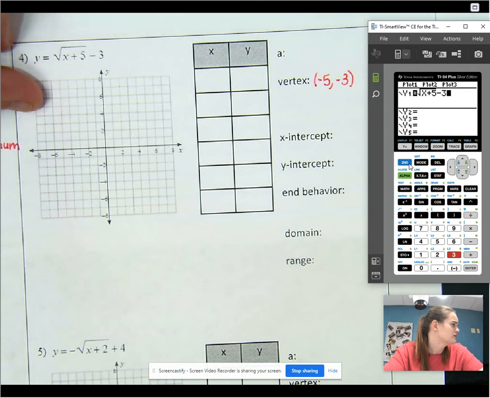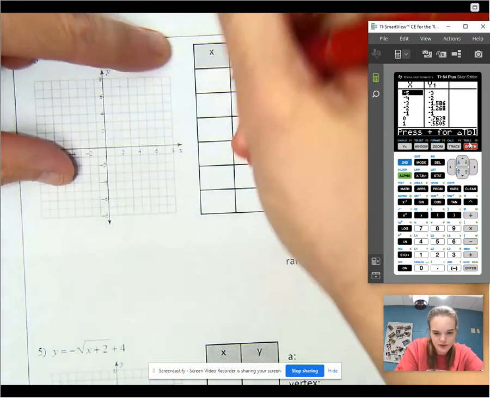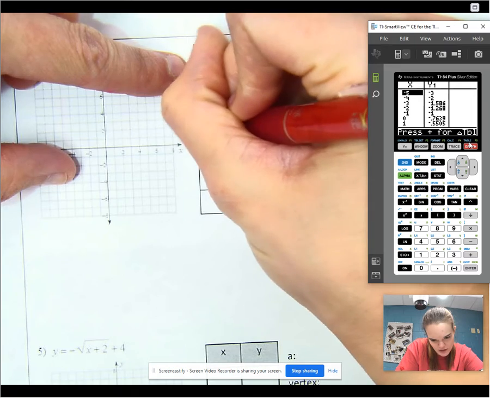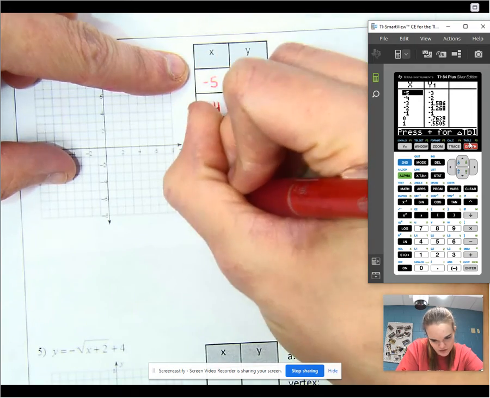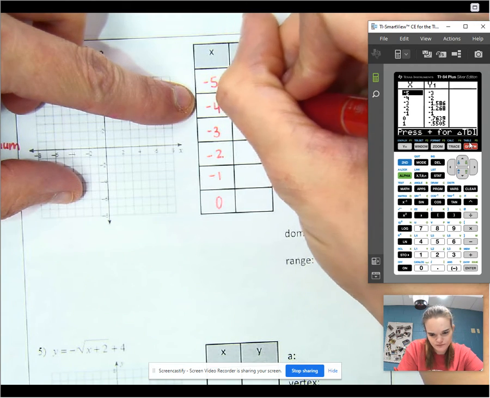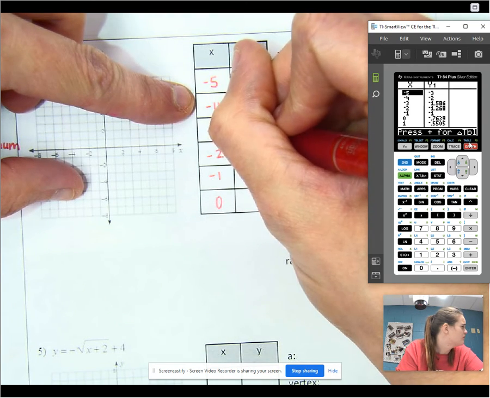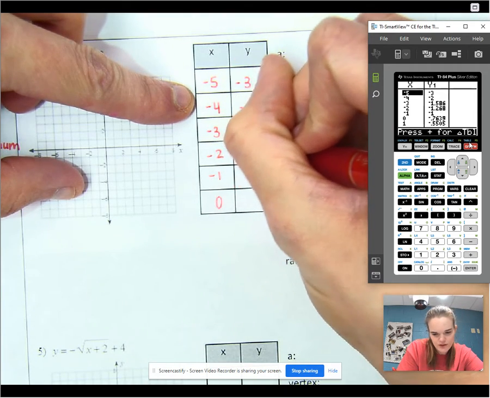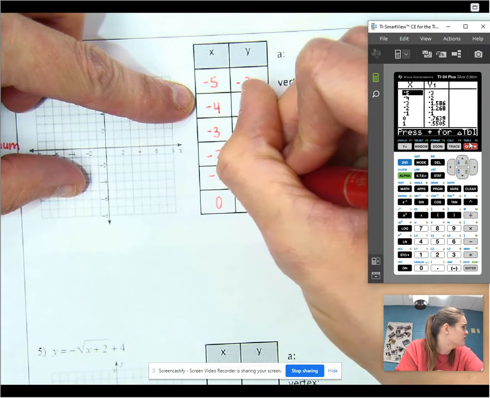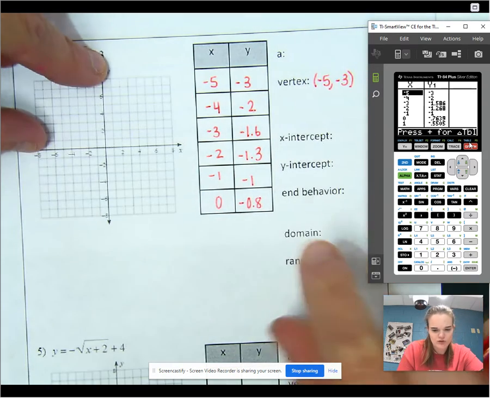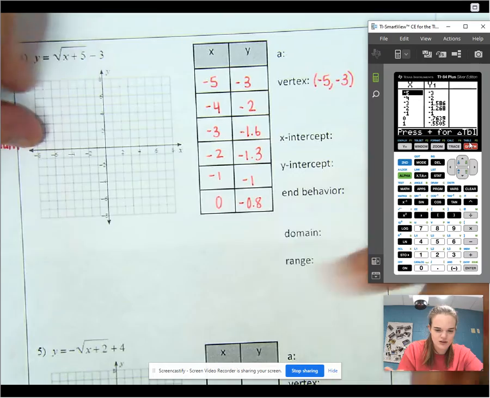Second graph. So we're starting at negative 5, negative 3. Then we'll go negative 4, negative 3, negative 2, negative 1, 0. So then I've got negative 2, negative 1.6, negative 1.3, negative 1, negative 0.8, which is going to be the y-intercept.